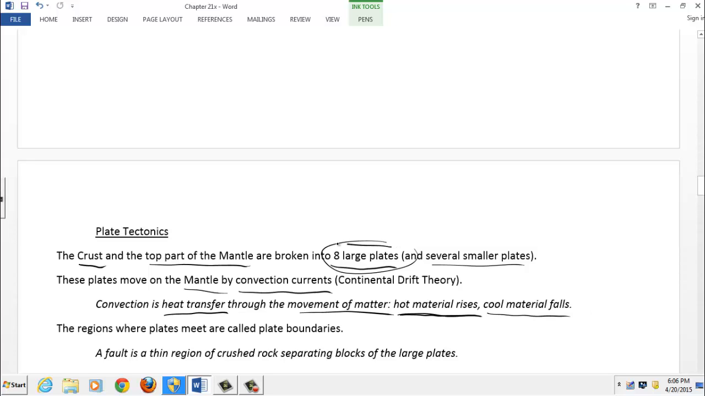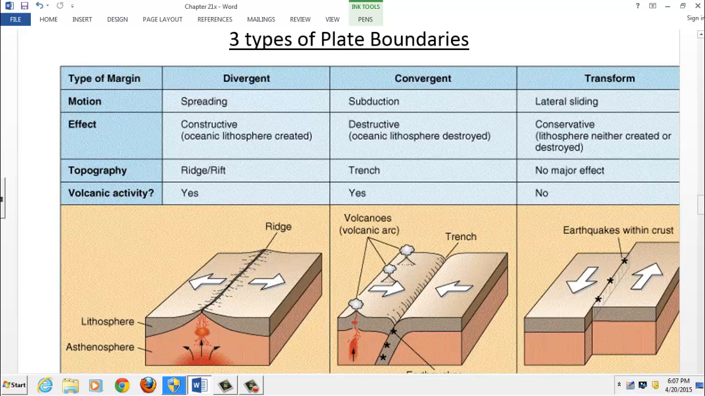Now where these 8 plates meet, and the smaller plates meet, those are different types of boundaries, and there are 3 types of boundaries. There's also another definition we should be aware of, and you probably heard it before when we talk about earthquakes, and that's a fault. And that's just a thin region of crushed rock that separates the blocks of the larger plate. Okay, let's talk about those 3 types of plate boundaries where those plates meet. The 3 types are divergent, convergent, and transform.